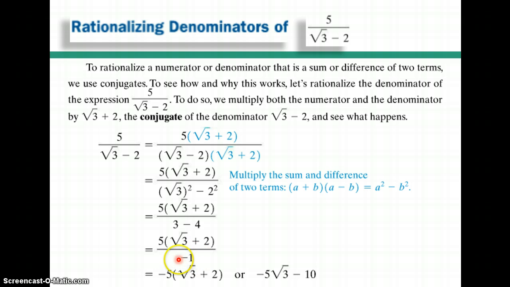So we have the denominator without the radical sign, so it has been rationalized. So we have minus 5 times square root of 3 plus 2, or minus 5 times square root of 3 minus 5 times 2, which is minus 10.